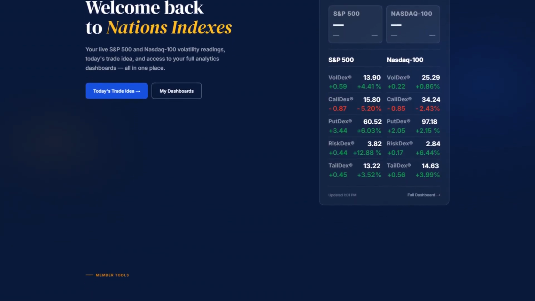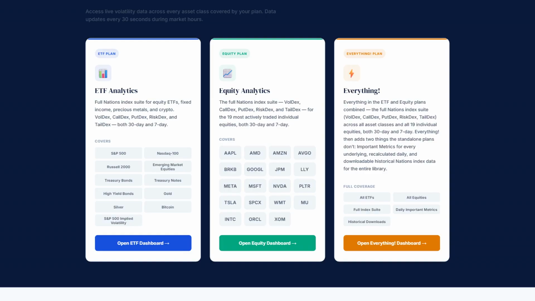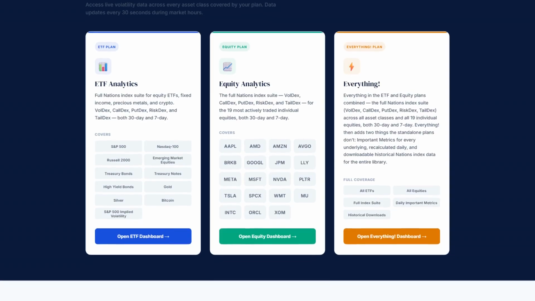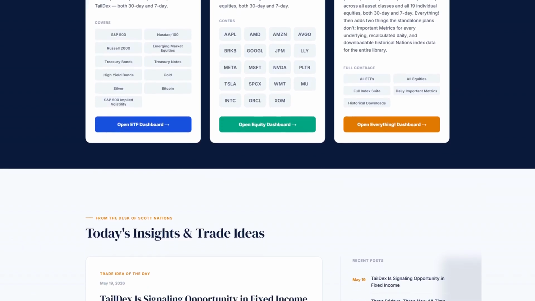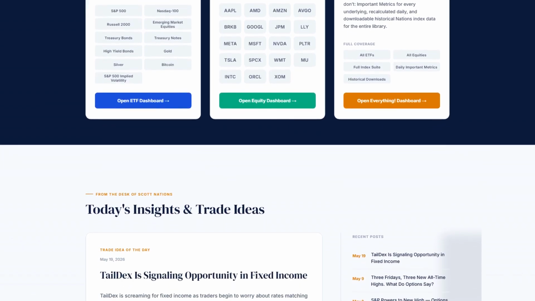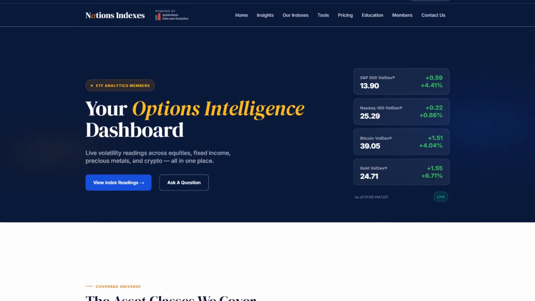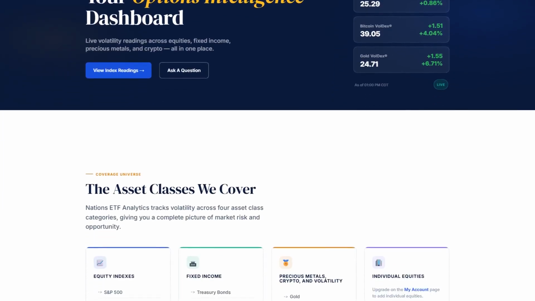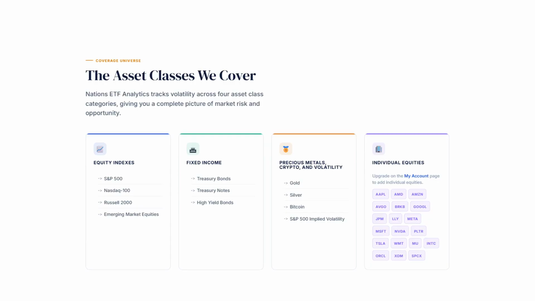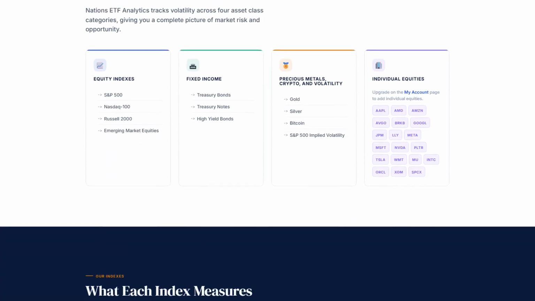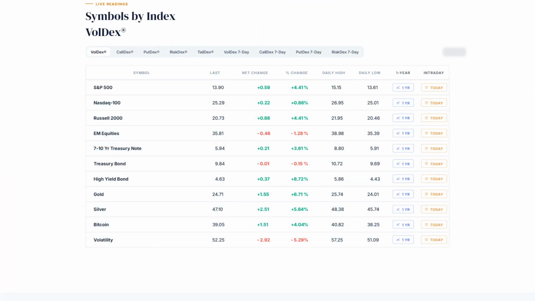The ETF dashboard covers the important broad asset classes. The equity dashboard covers the largest, most important equities and those with the most active option market. The Everything plan provides downloads of complete index histories and critical metrics to put the current index values in context. ETF Analytics covers 11 underlyings across equities, fixed income, precious metals, crypto, and volatility, from the S&P 500, NASDAQ 100, and the Russell 2000 to Treasury notes and bonds, high-yield bonds, gold, silver, Bitcoin, and even volatility of volatility itself.